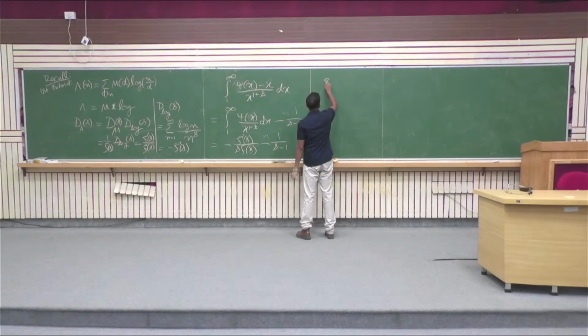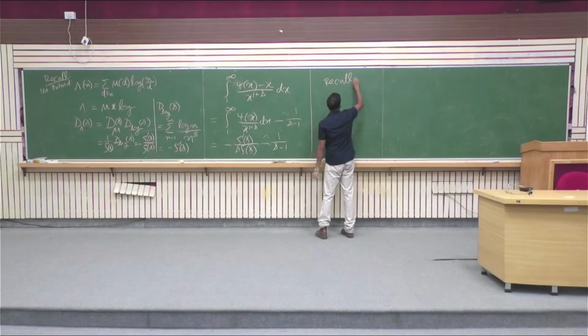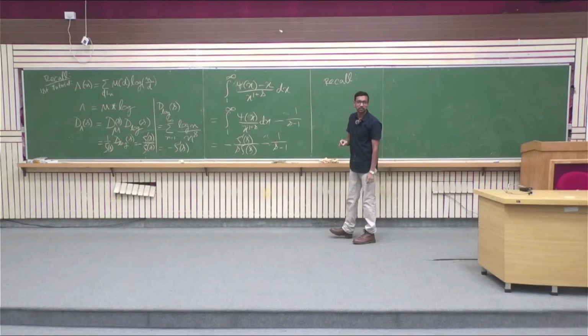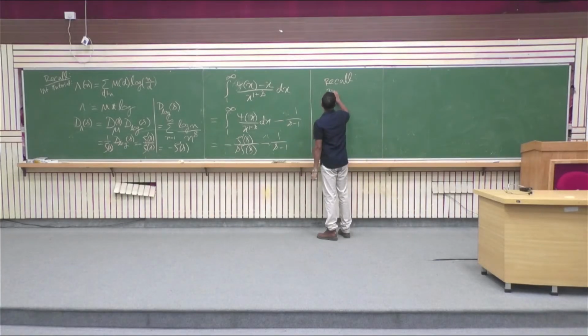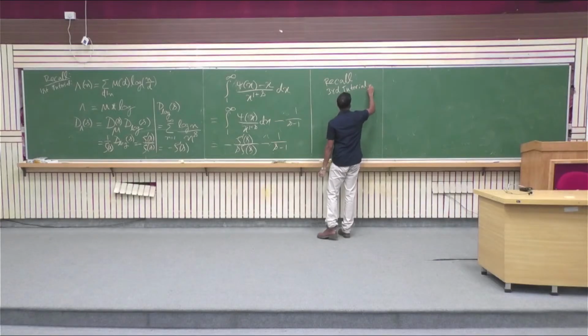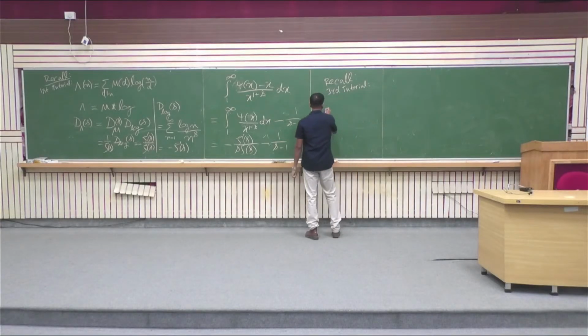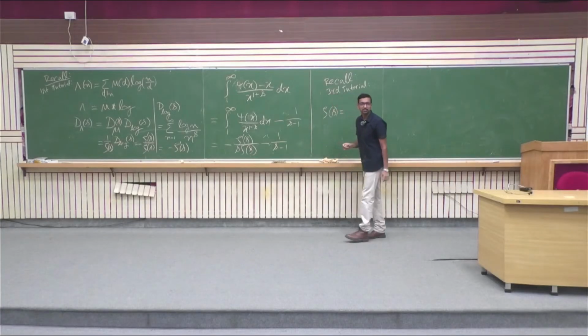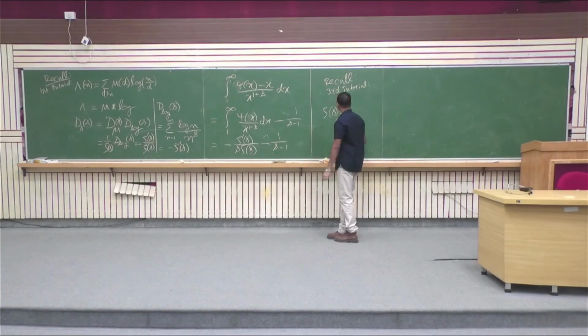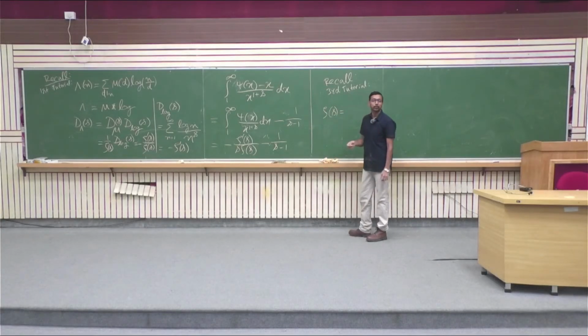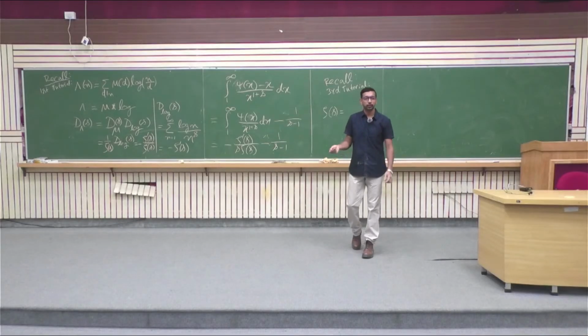And now recall from yesterday's tutorial, that was the third tutorial, right? We saw that zeta s has an integral representation. What was it? Just using Abel summation formula, we got something, right?